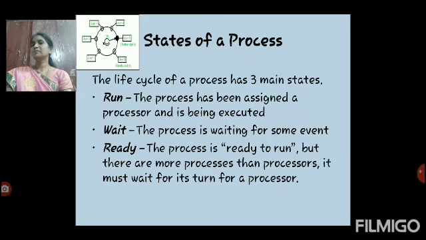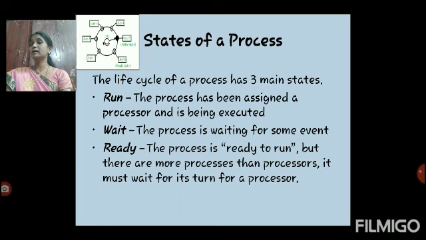As you see on the screen, the run state of the process says the process is assigned a processor and is being executed. So when a process is in run state, it has been assigned a processor and is currently being executed. So that is run state. The second one is wait state. In wait state, the process is waiting for some event, some signal from the user or some signal from the devices. The process will be waiting. So that is the wait state of the process.